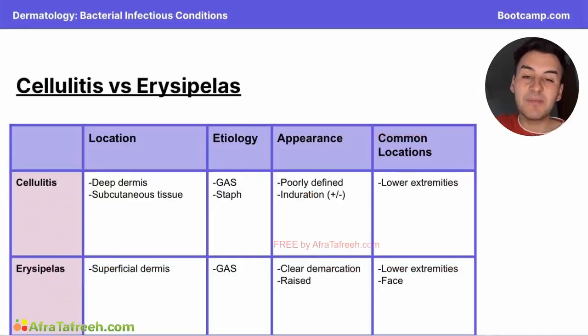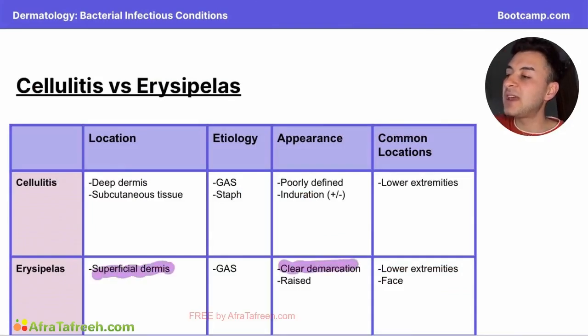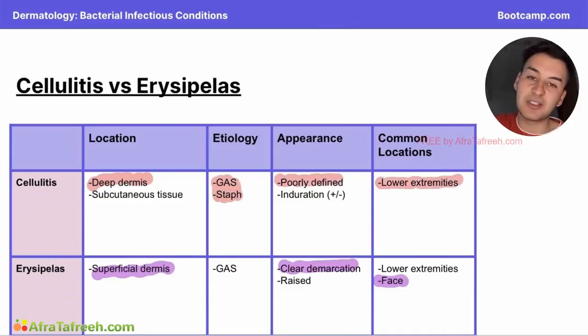Here is a table. This is going to summarize all the things we just talked about. So things I want to point out for erysipelas is that it is going to be a superficial dermis infection. It has clear demarcations, and the face is going to be a really common spot. Whereas for cellulitis, it is going to be a deep dermis infection due to possibly two bugs, and it's going to be a poorly defined rash, and it is classically going to be on the lower extremities.